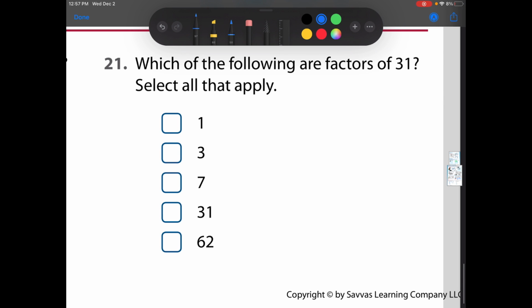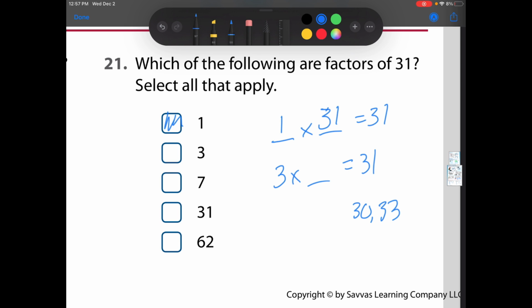Now on for number 21. Which of the following are factors of 31? So it's that same thing. What times what equals 31? Well, 1 will always be a factor because I can always multiply it by that number. So let's check our next one. 3 times what equals 31? Well, 3 times 10 is 30. 3 times 11 is 33. It skips right over, so it's not this.